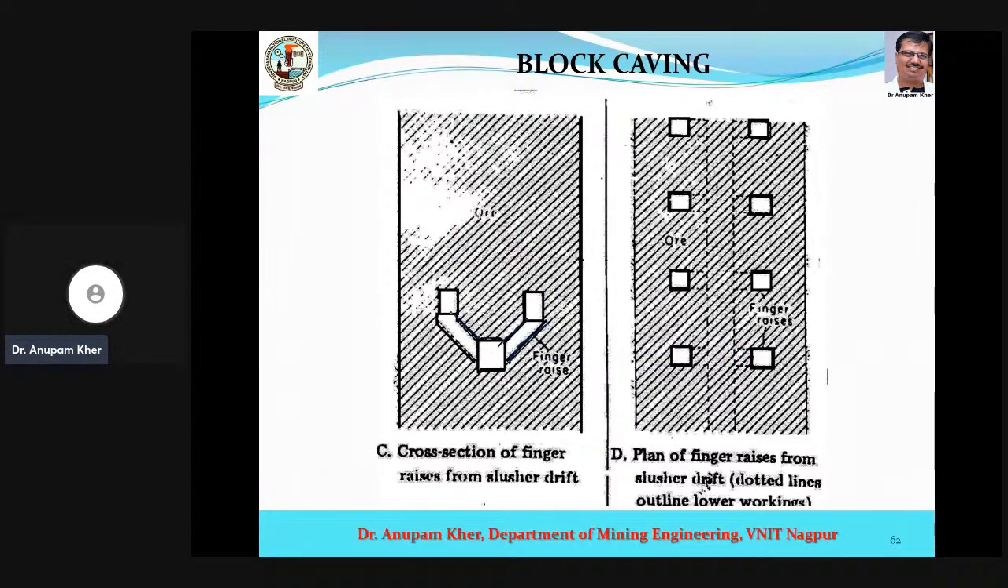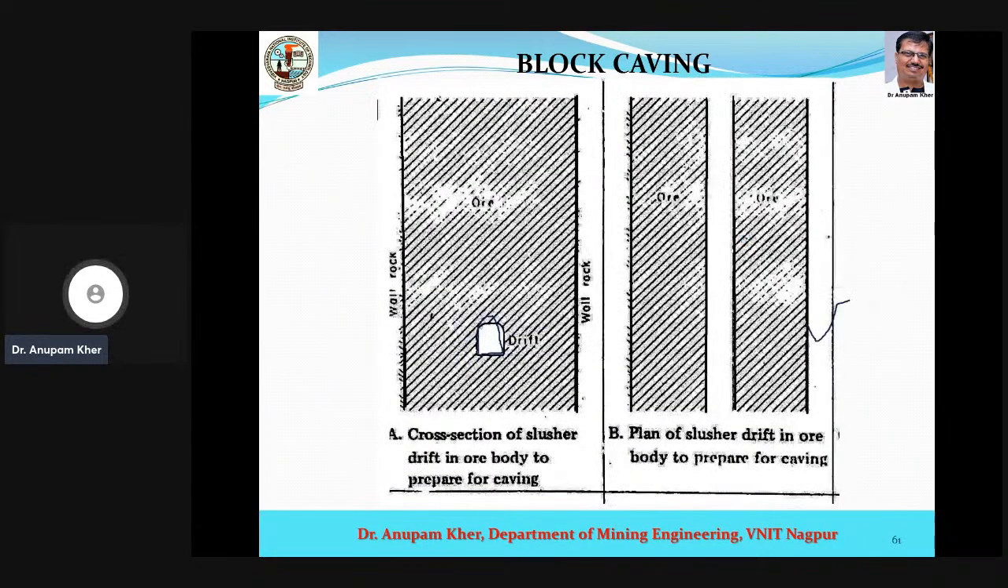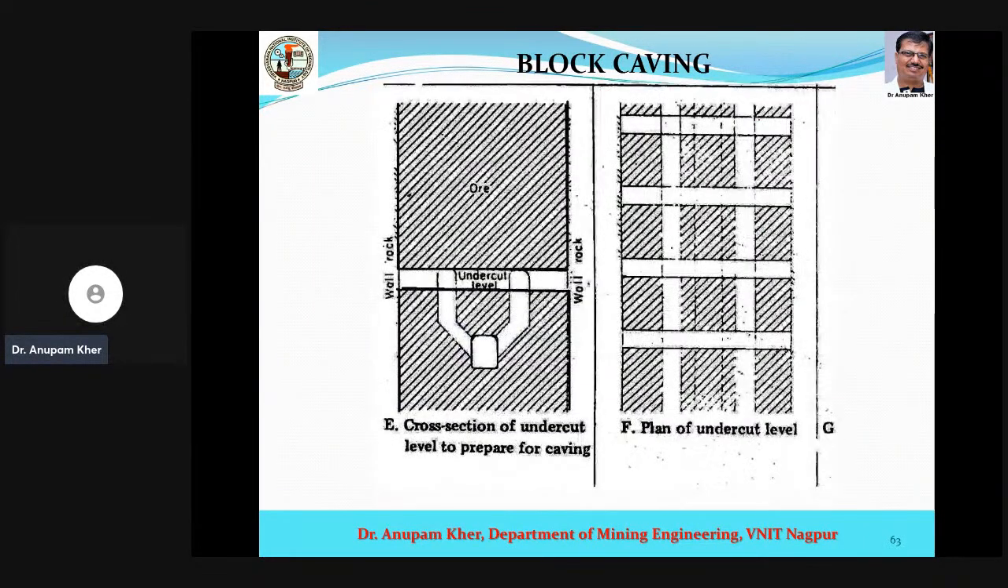Finger raises are built at an inclination, and this way the entire drift is developed. So what is going to happen is that we are going to divide this property by this crisscross, and an undercut level is created here. Now the undercut level is created, and the entire upper portion of the strata is allowed to cave in, so it starts caving in, and it starts accumulating in this undercut level.